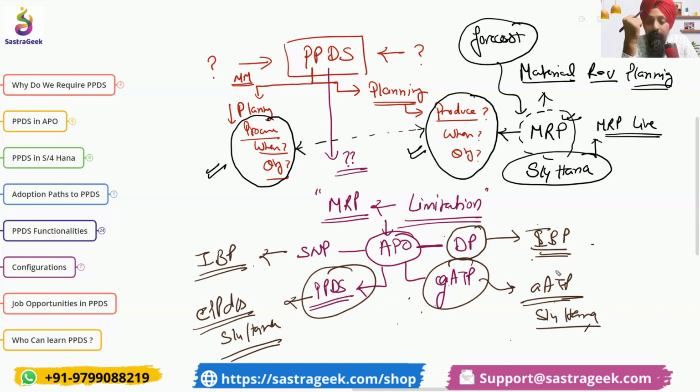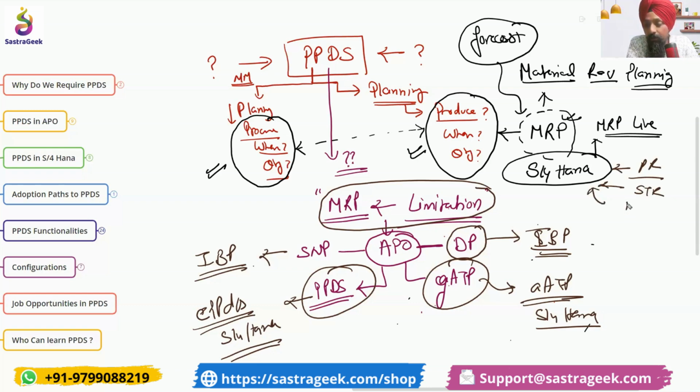So that's where PPDS comes into the picture, but still you need to understand a little more clearly what the MRP limitations are, where MRP cannot do the job, because that understanding is very important. You will be able to appreciate PPDS once you understand what MRP cannot do and PPDS can do. There are also a lot of similarities. MRP can give you the purchase requisitions. MRP can give you the stock transfer requisitions. MRP can give you the planned orders.